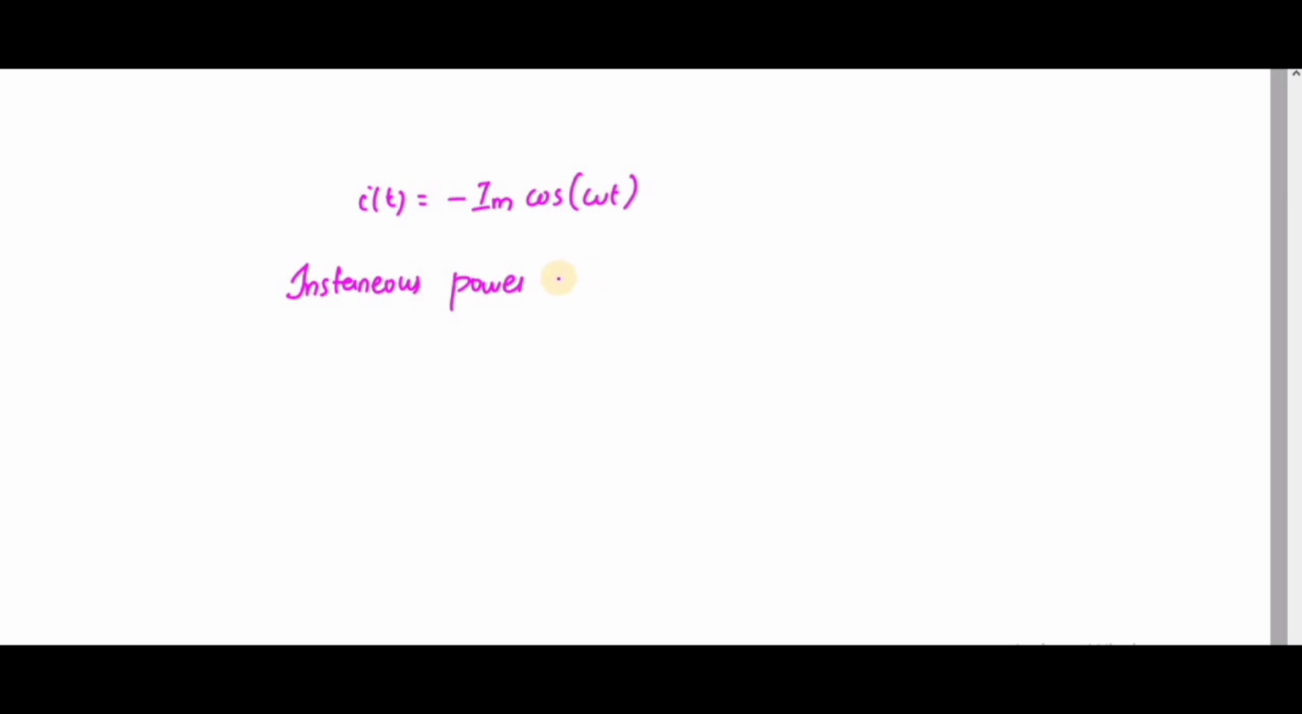So the instantaneous power is equal to v(t) into i(t). Vt is Vm sin omega t, so it is minus Vm Im cos omega t into sin omega t. This is your instantaneous power.